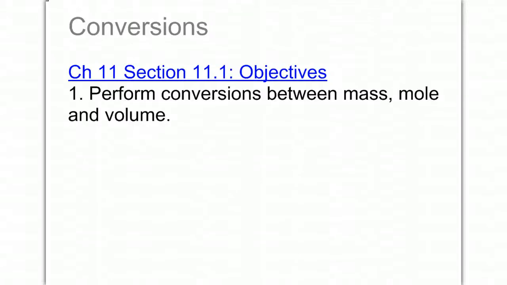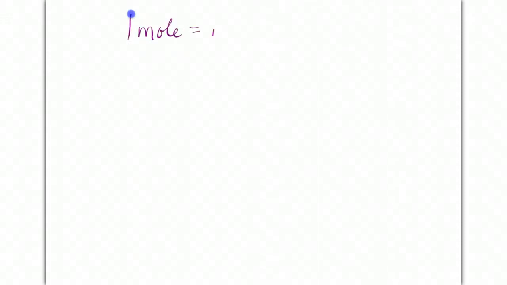Chapter 11, Section 11.1, the objectives are to perform conversions between mass, mole, and volume. So let's review a few of the conversion factors that we should know. First of all, 1 mole is equal to the molar mass or grams of any substance added up from the periodic table.